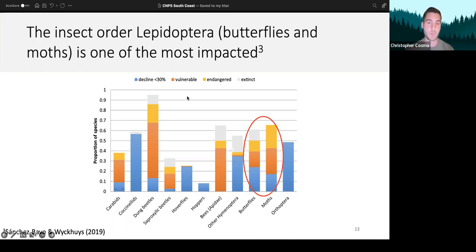But notably, the group that I study, which is the insect order Lepidoptera, which includes butterflies and moths, is one of the most impacted taxa. So we have our butterflies and moths here, and we can see that over 60% of species globally in Lepidoptera are threatened with extinction in the next couple of decades.